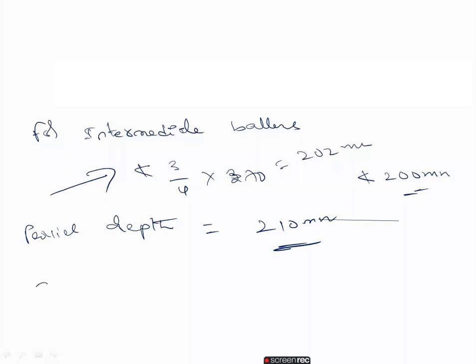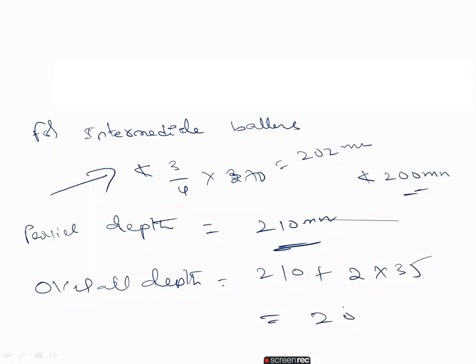So the overall depth, same like that. How to calculate? That is 210 plus 2 times the gauge distance. So you will get the overall depth as 280 mm.